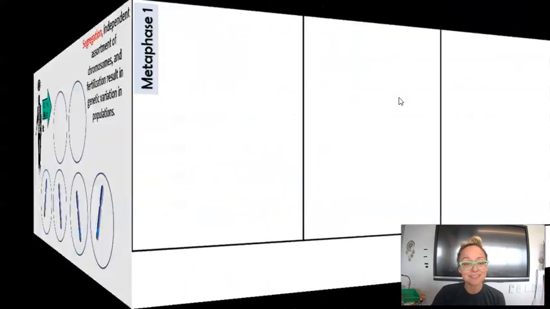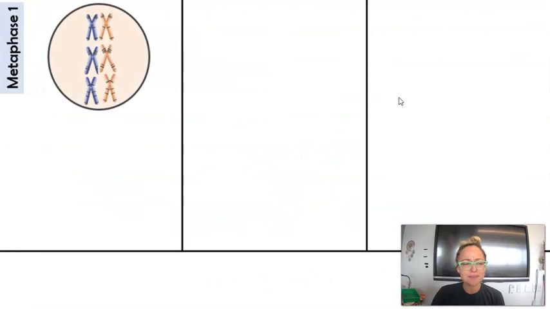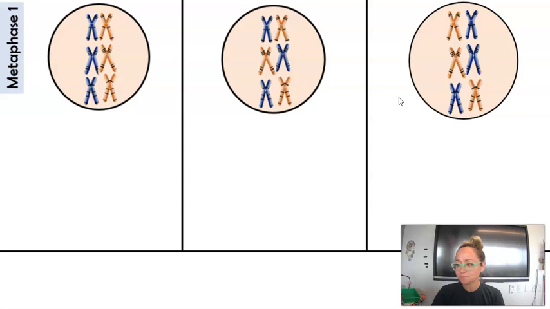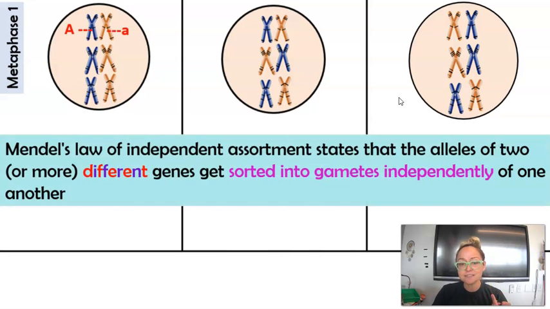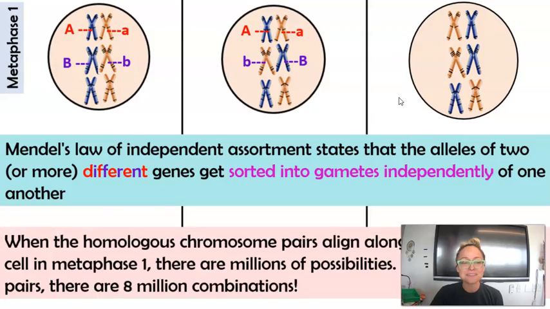And then the second thing mentioned, if you see right here, is independent assortment. In independent assortment, this is where alleles of 2 or more genes, so here gene A and gene B, don't influence each other in how they end up in gametes. So here I have only 3 chromosome pairs, but the 2 genes, A and B, can line up, the chromosomes can line up on different sides of that metaphase plate in metaphase 1 of meiosis, which is the process of making gametes.